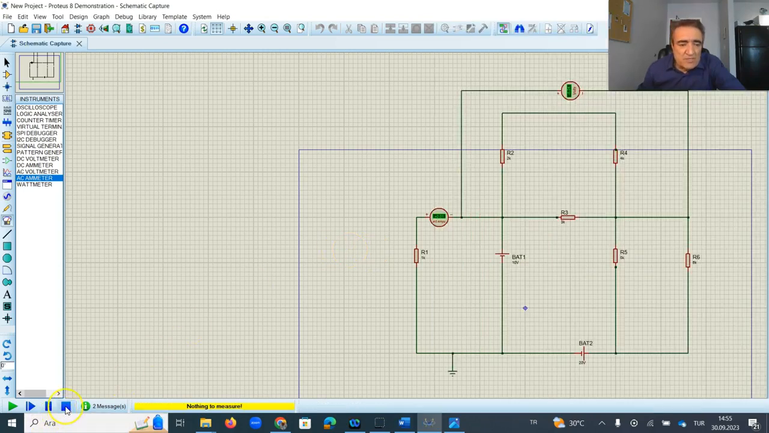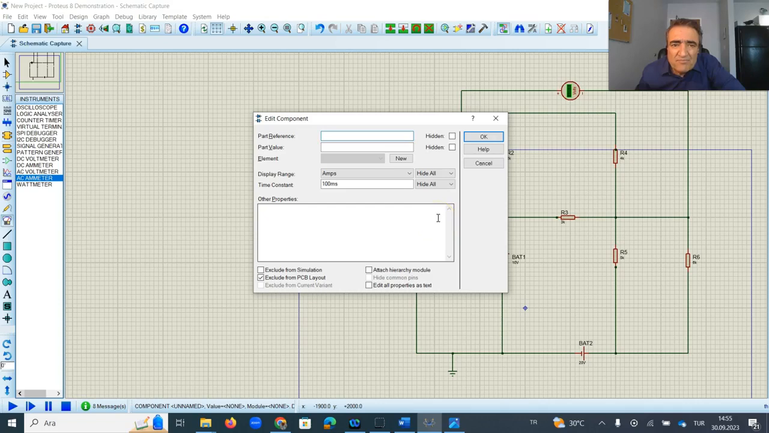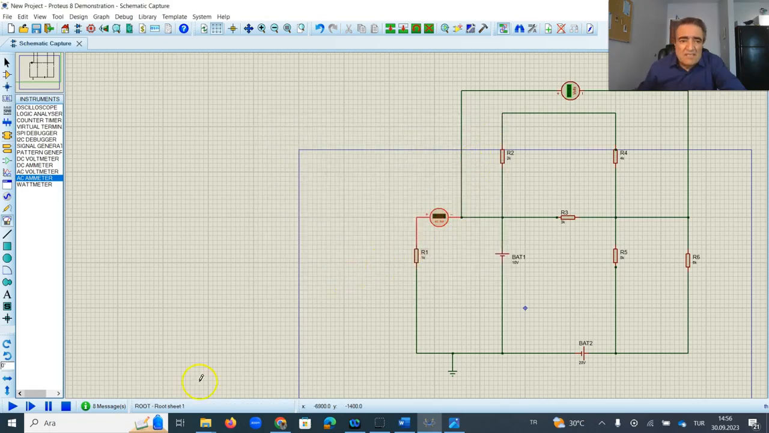First of all, stop this simulation and double click on it. Here you have to select milliampere. You see here display range amperes, and now I want to change it to milliamperes. And running it again. This time you see we are reading I out as 10 milliampere. This is correct with our solution.